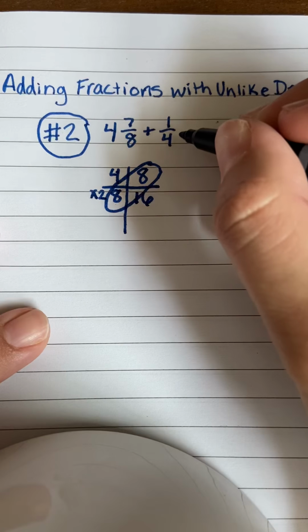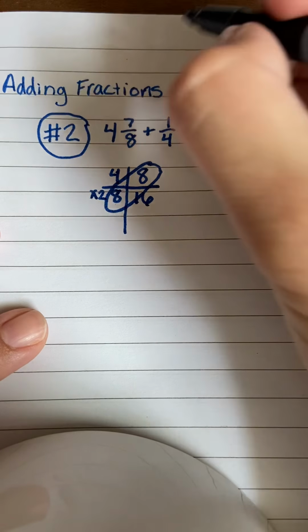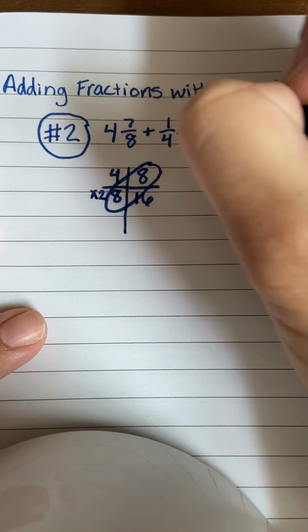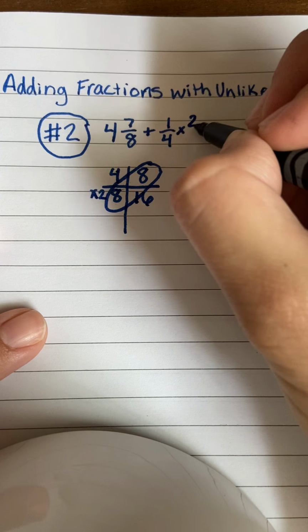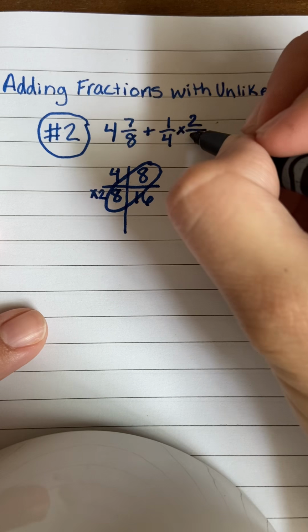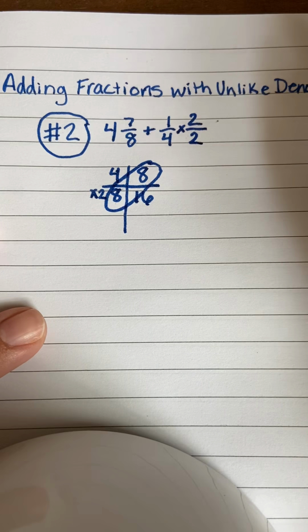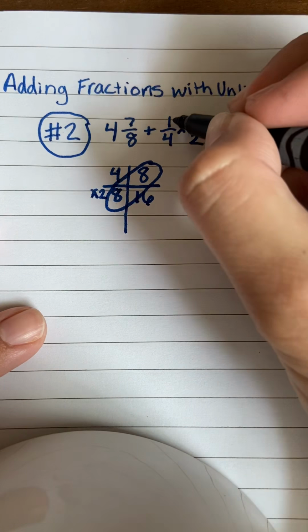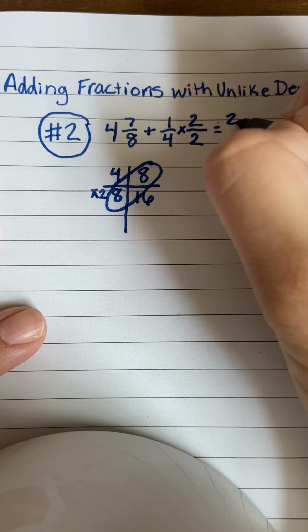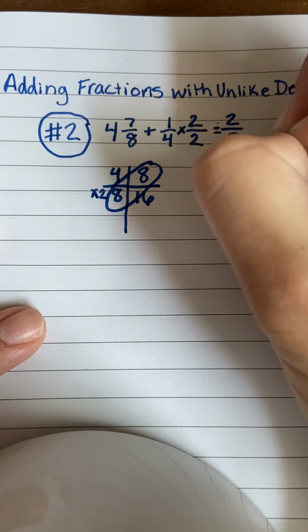So what I'm going to do is go back to the original problem. I'm going to multiply the numerator and the denominator times 2 so that I can make this 4 and 2 and 8. So multiply 1/4 times 2 over 2. And go ahead and multiply that out. Multiply straight across. 1 times 2 is 2. 4 times 2 is 8.